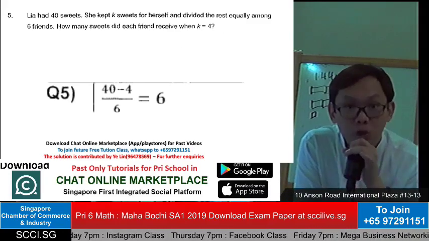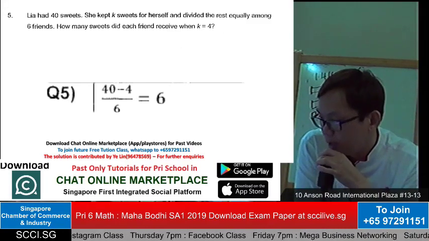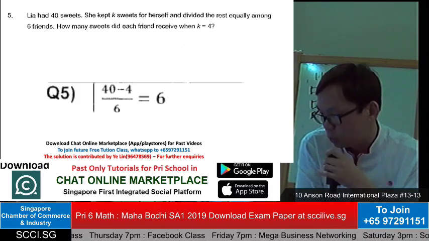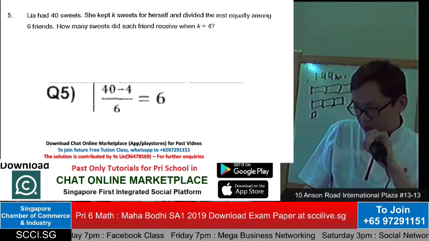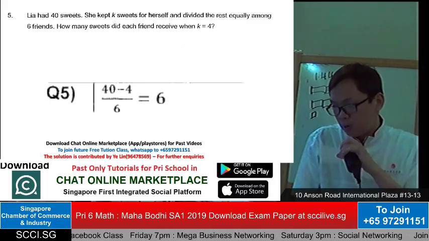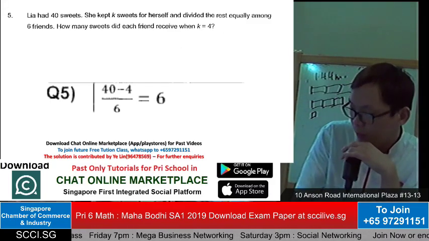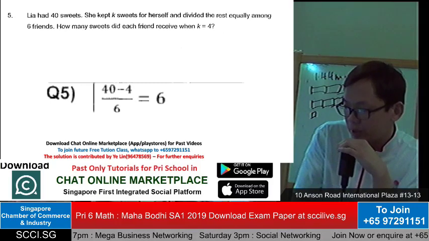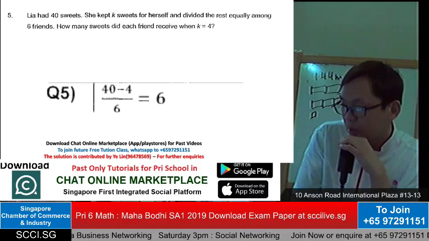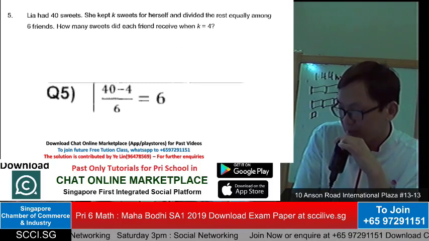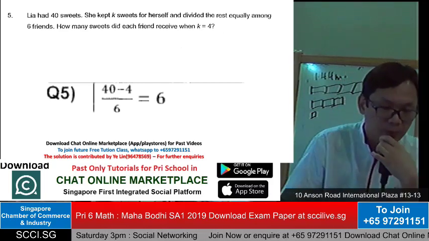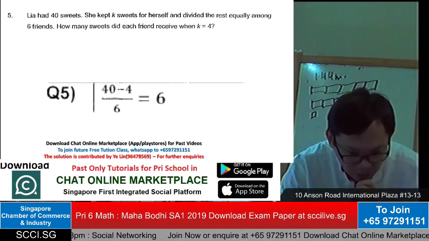Lian has 40 sweets. She kept K sweets for herself and divided the rest equally among 6 friends. How many sweets did each friend receive when K equals 4? So 40 minus 4, minus away K, divide by 6. So the answer is 6. 36 over 6 is 6.